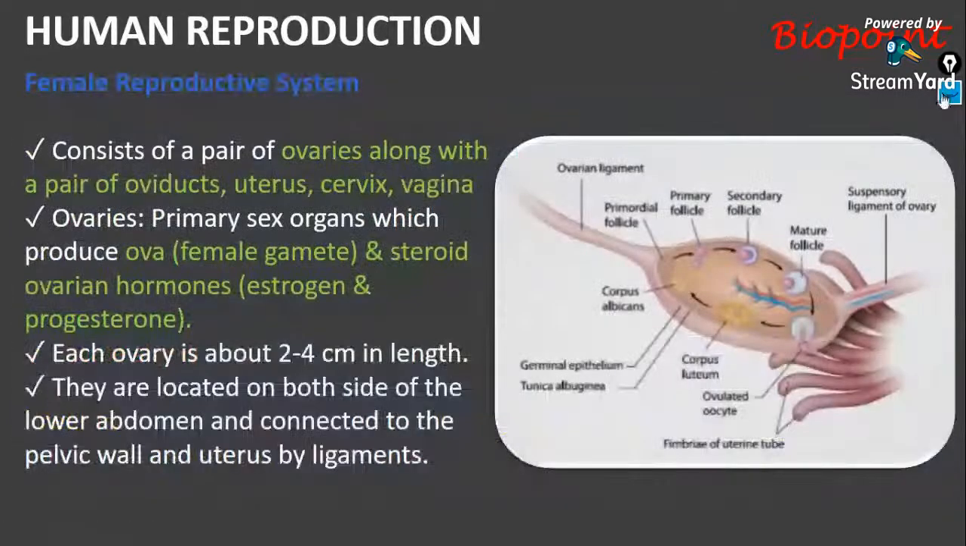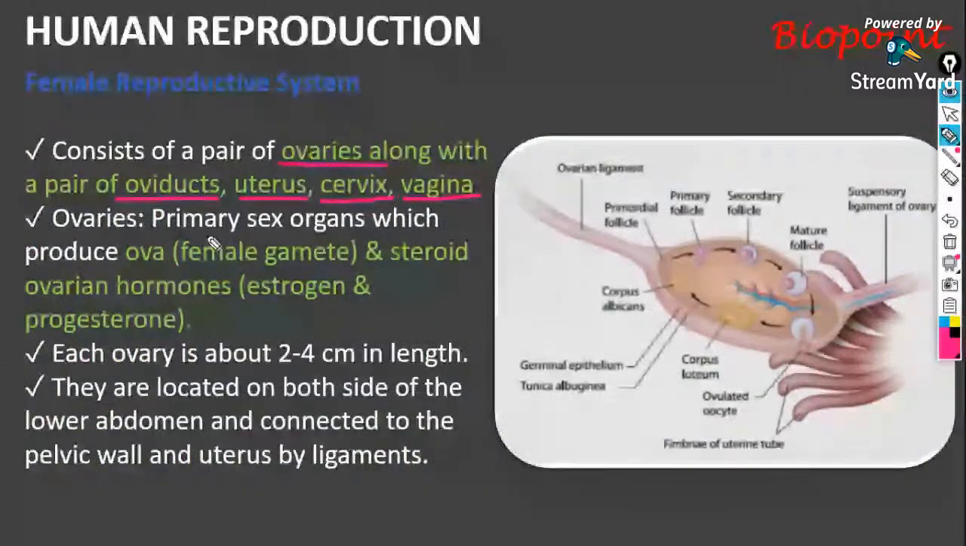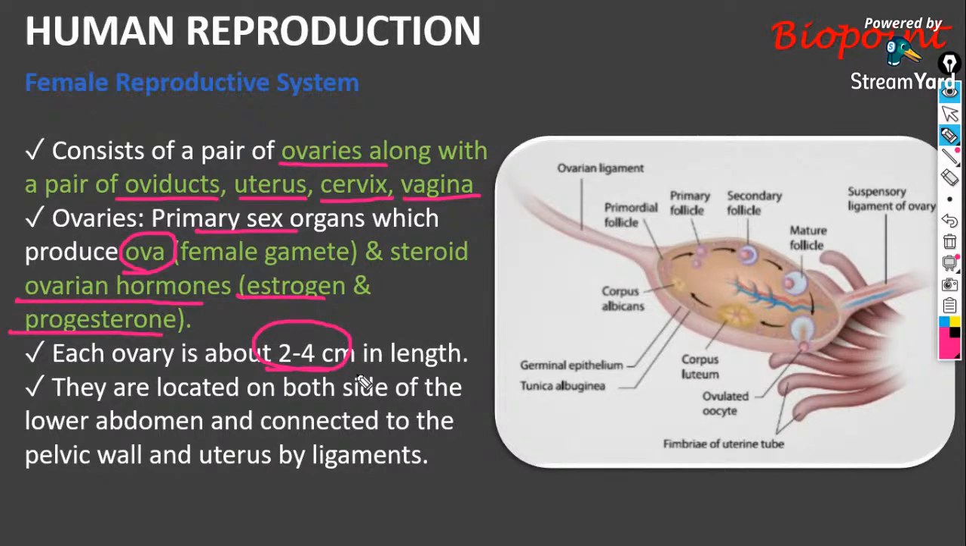Ovaries are the primary sex organ which produces ova, the female gamete, and steroid ovarian hormones, estrogen and progesterone. Each ovary is about 2 to 4 centimeter in length. They are located on both sides of the lower abdomen and connected to the pelvic wall and uterus by ligaments. Guys, this can be a board question. Explain the location of an ovary.